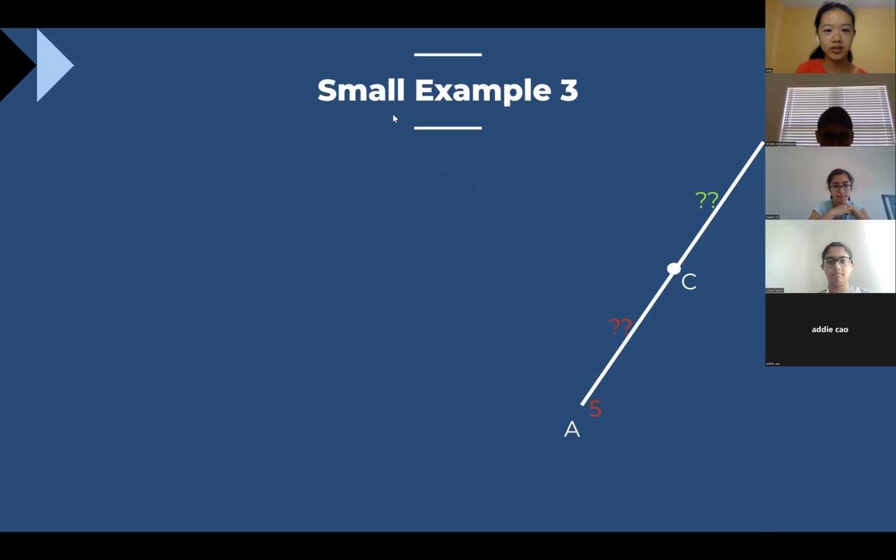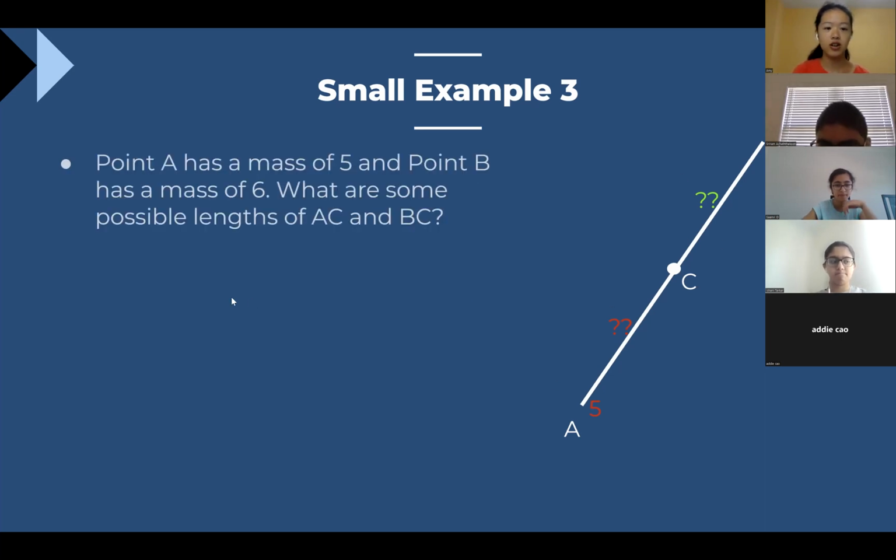Okay, another example. For this one, it's a little different because there are 2 unknowns. We're not looking for one specific answer, just what are some possible lengths for AC and BC?